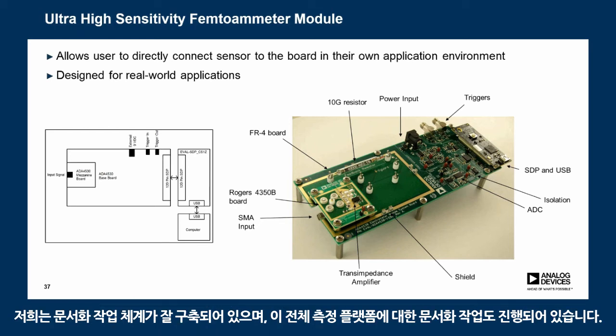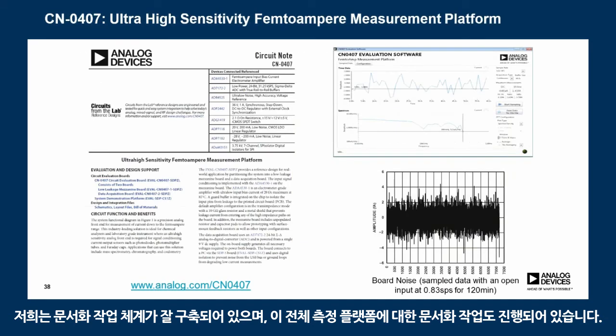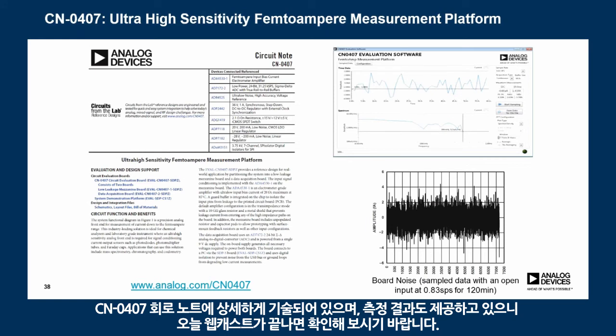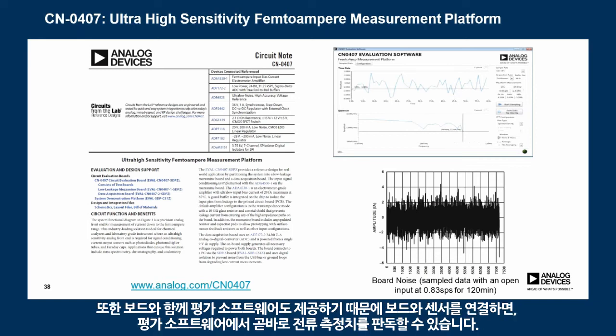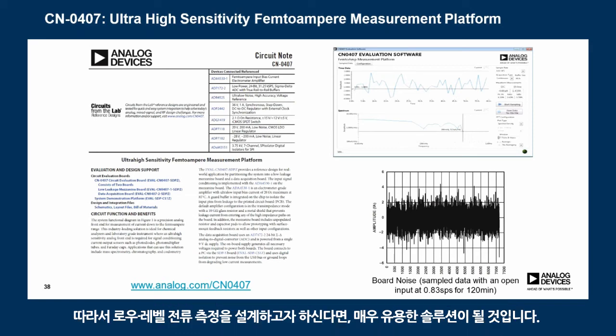So we are very big with documentation. We actually documented this whole measurement platform. We described it in detail in our circuit note, and it's CN0407. And we even provided measurement results in the circuit note, so be sure to check it out after the webcast today. And with the board, we also provide evaluation software. So it allows you to just grab hold of the board, connect it to your sensor, and instantly read the current measurement out of the evaluation software. So it really makes life much easier for you when you want to design for low-level current measurements.